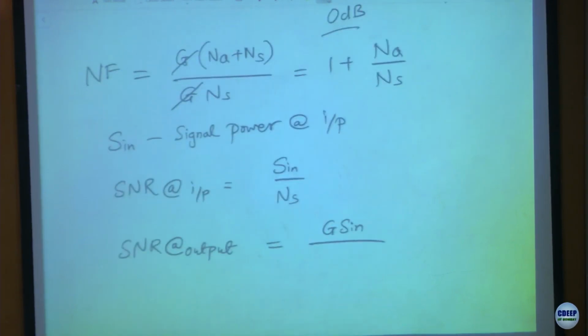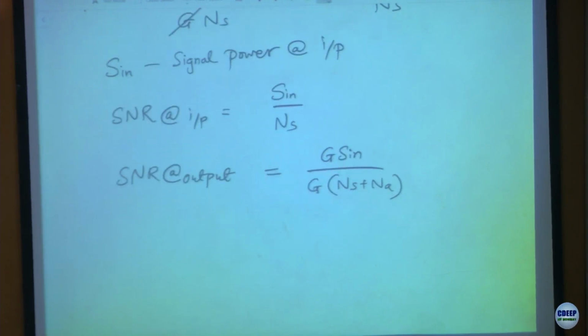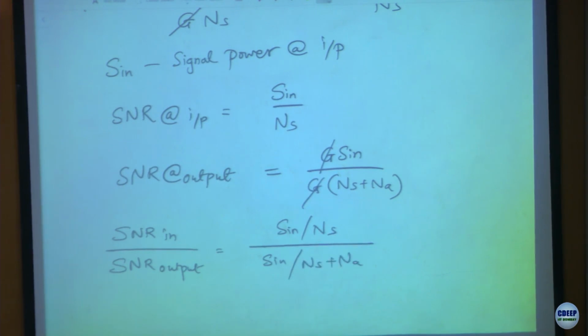Okay. So this would be G times NS plus NA. All right. So this is our SNR at the output. And now if we take a look at SNR at input divided by SNR at output, what does that come out to be? SN divided by NS, divided by G times SN divided by G times NS plus NA. G goes away, and you get the same result, right? Which is 1 plus NA divided by NS, which is noise factor.